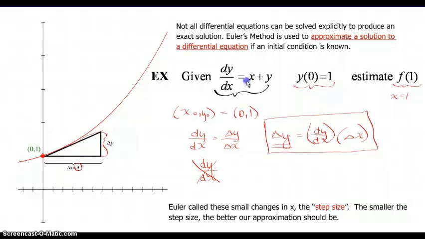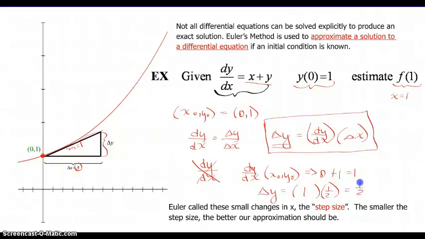So we can find the slope dy/dx through the initial point x naught, y naught. For us specifically, if x is 0 and y is 1, that's 0 plus 1. So the slope of this line right here equals 1. And so the change in y is that slope through the initial point times the change in x. And they've told us our change in x is 1/2.